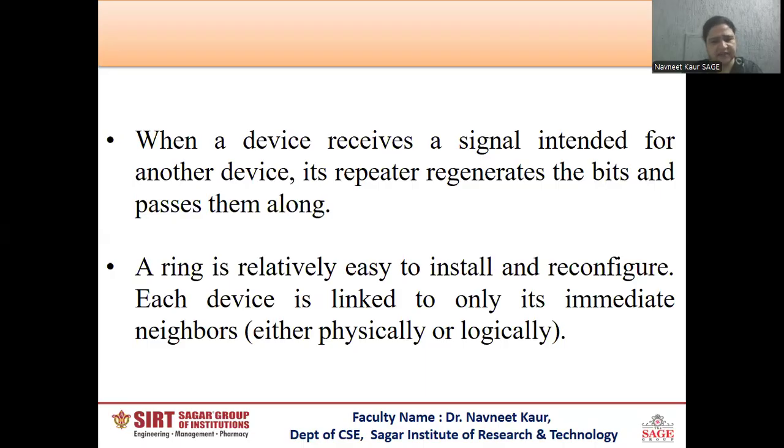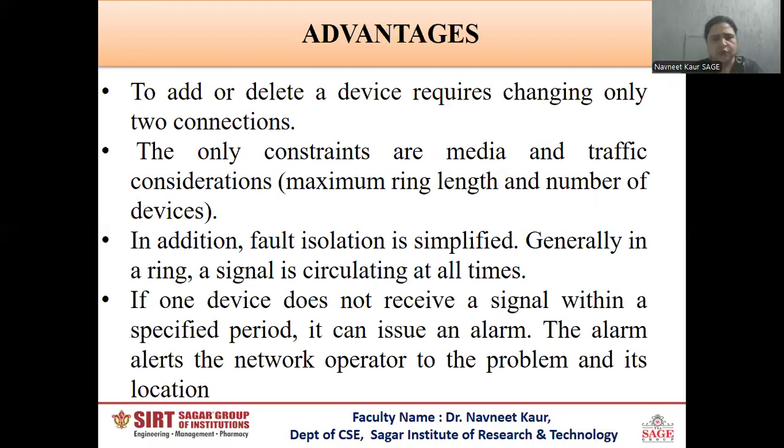Ring is relatively easy to install and reconfigure. Each device is linked to only its immediate neighbors. To add or delete a device, it requires changing only two connections because each device is connected only to its two neighboring devices. The only constraint is the traffic concentration, where we have to consider the maximum ring length and the number of devices.